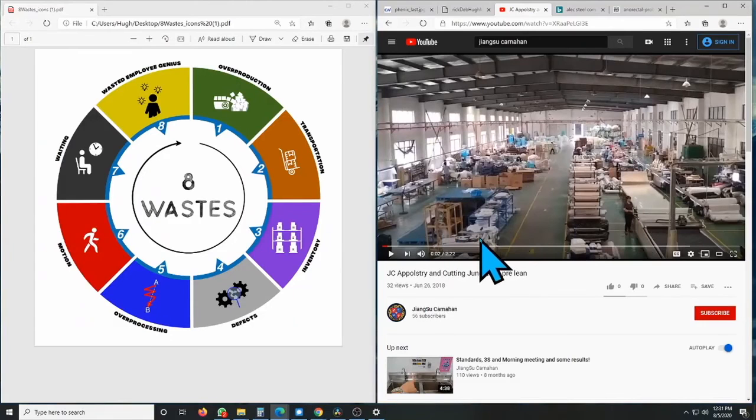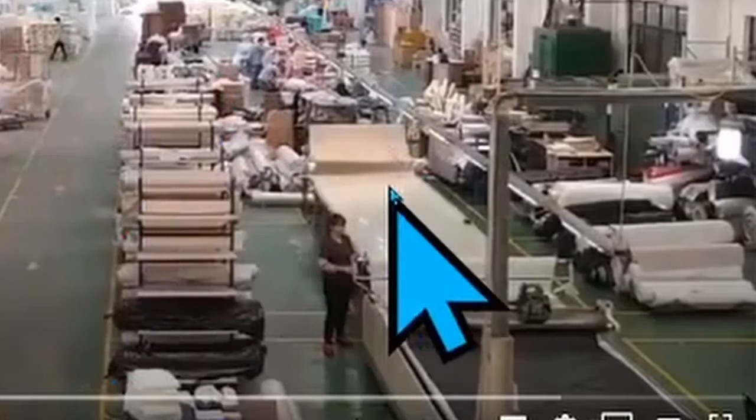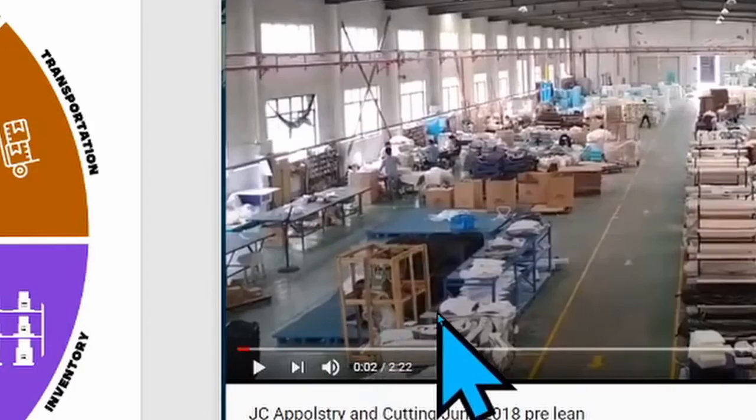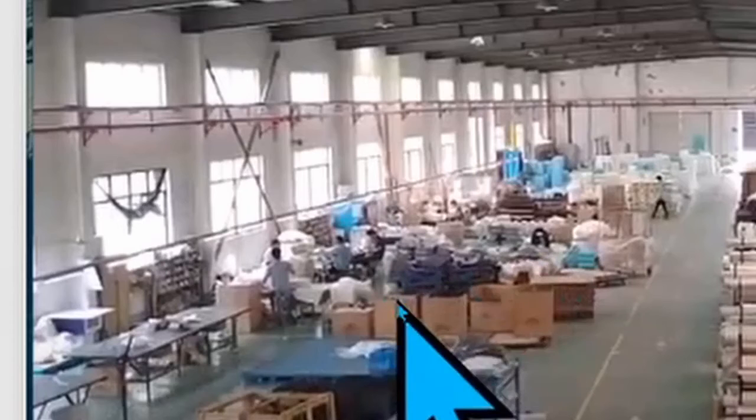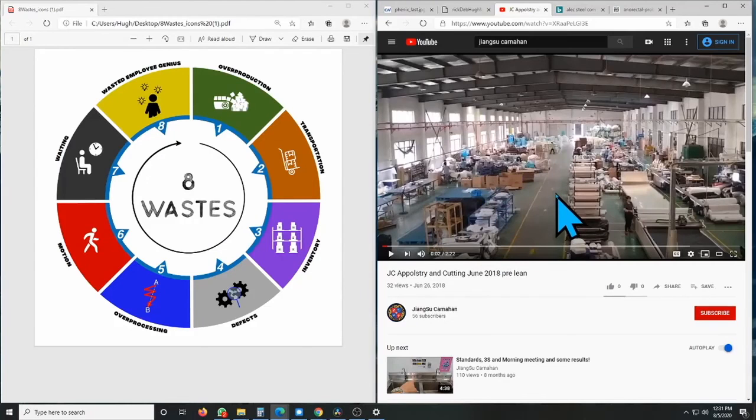Amongst that, they have processes that are waiting. Look at this room. There's only 7 or 8 people in this room. Everything's waiting. This vinyl's waiting to go on here to be cut. This vinyl's waiting to go into the sewing room. After the sewing room, they have a bunch of tarps and stuff waiting to get upholstered. Every process is waiting on every process before them.